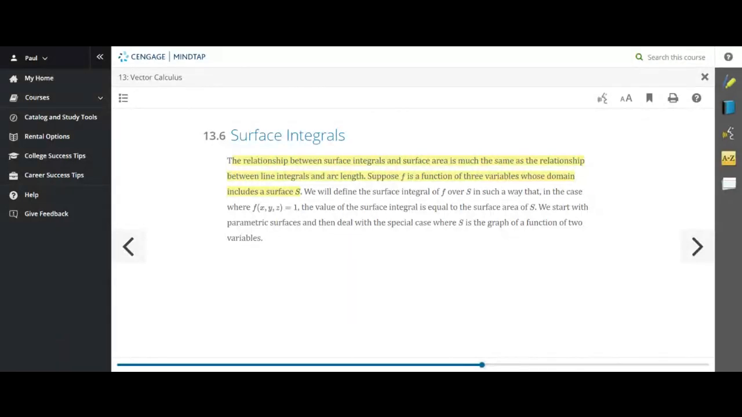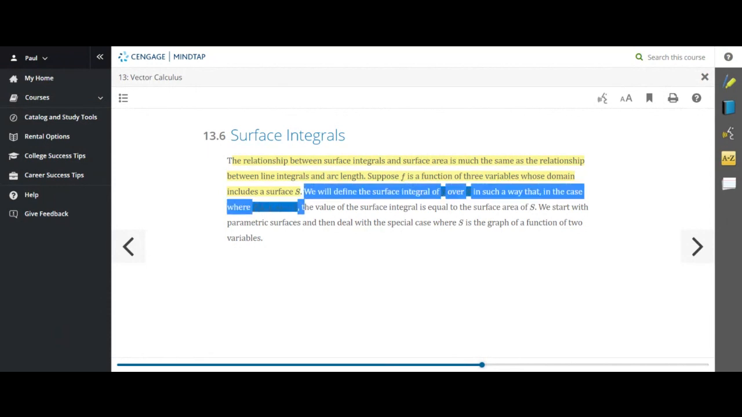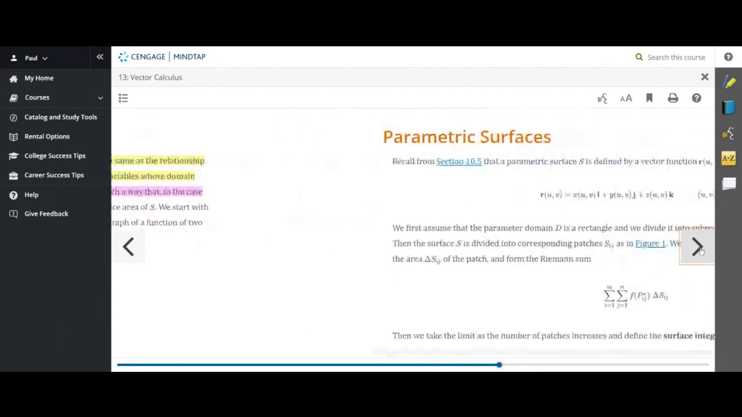All right, they make a comment here that they're going to define the surface integral of a function f over some surface S, such that in the case where the function were equal to 1, the value of the surface integral is equal to the surface area of S, and that's fine. So let's proceed here.